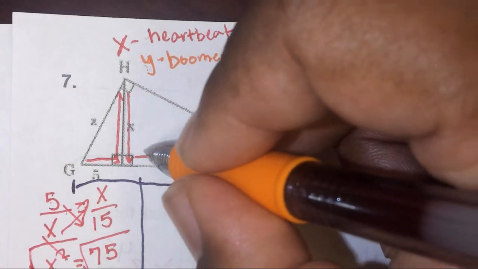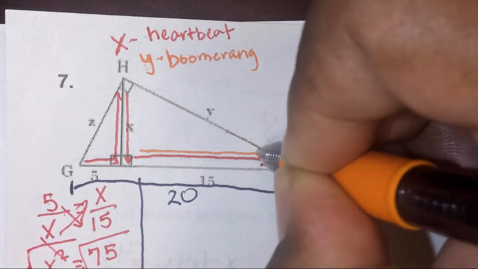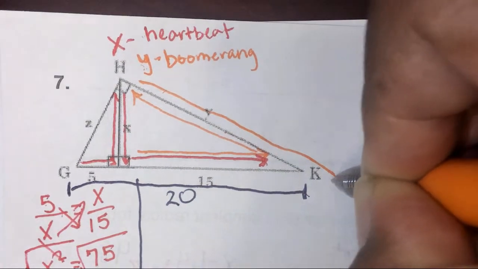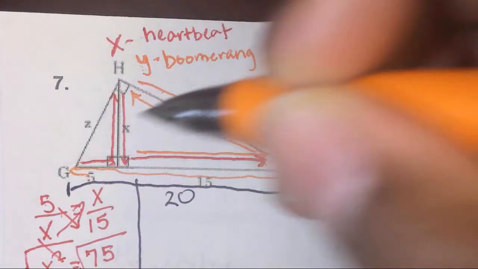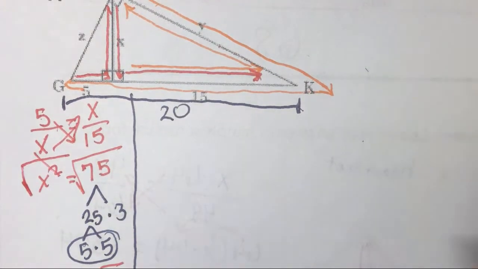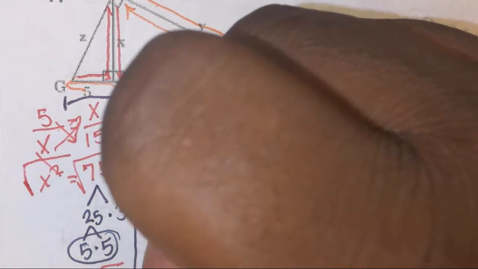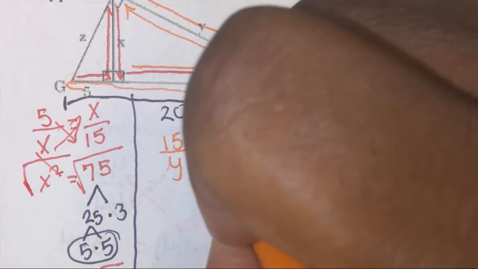So for the y, we're taking ourselves this way, going this way across 15, going up, coming back down, and then going all the way across this way. Taking that path. Jacoby, write this one with me. 15 over y and y over 20. Alright.